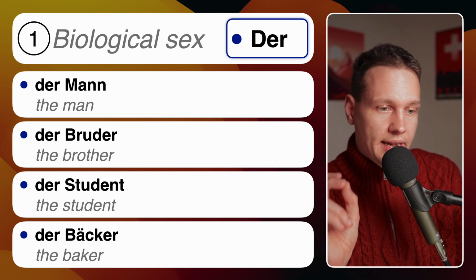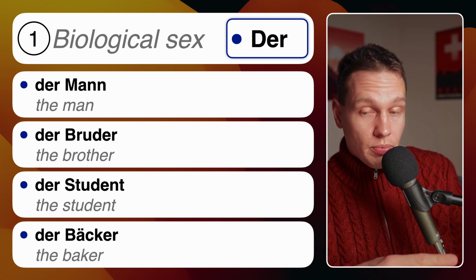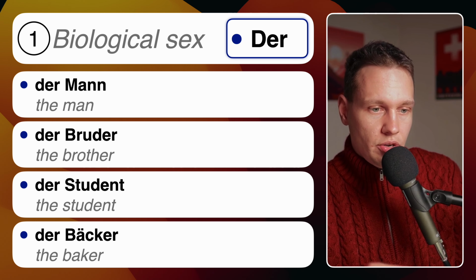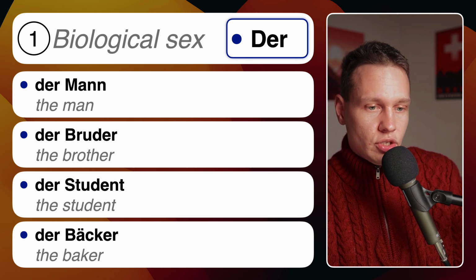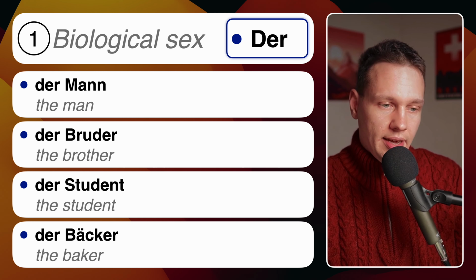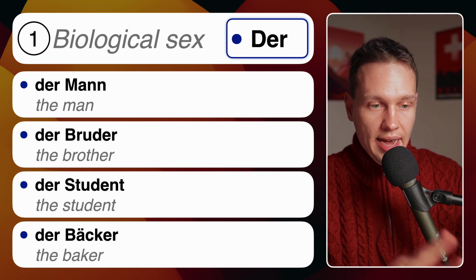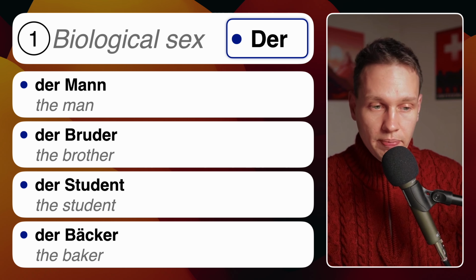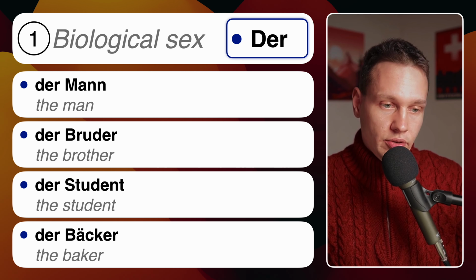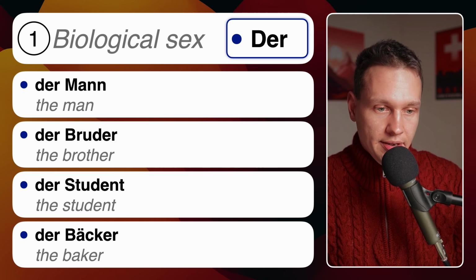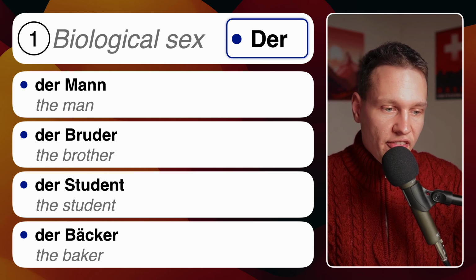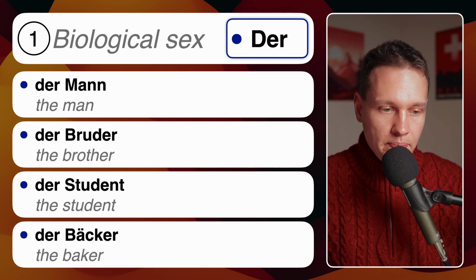And this is the most generic word, which is a masculine word, but in plural it can also have a gender neutral meaning. So if we say die Studenten, that's generally encompassing feminine and masculine both together. So male and female can both be addressed by plural Studenten. And then we have der Bäcker, the baker, that's der Bäcker.